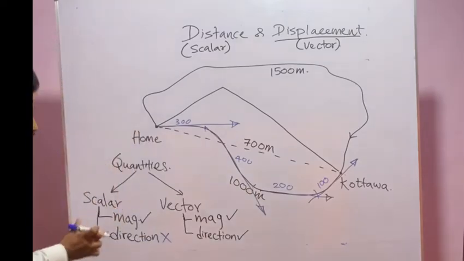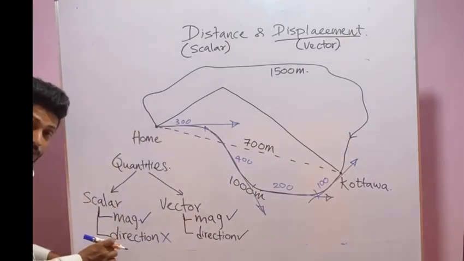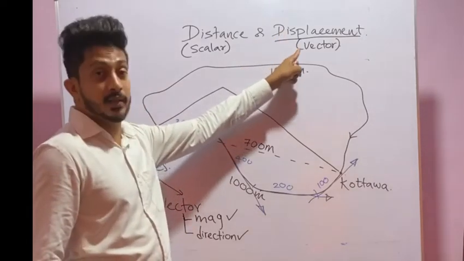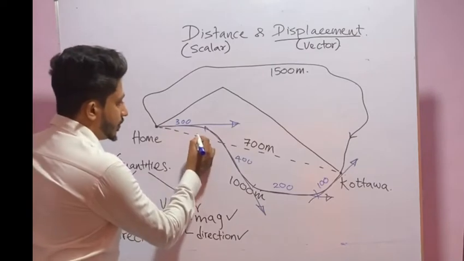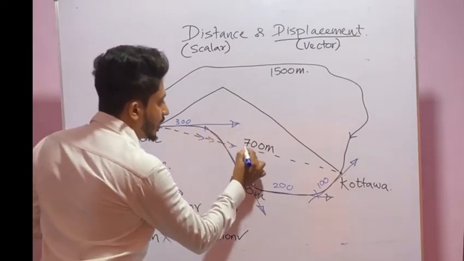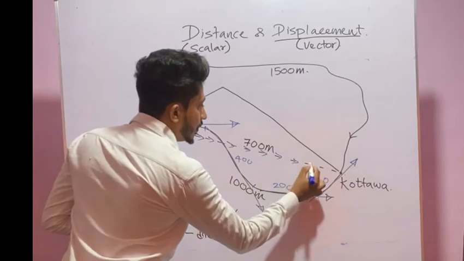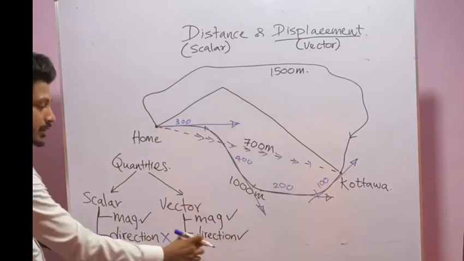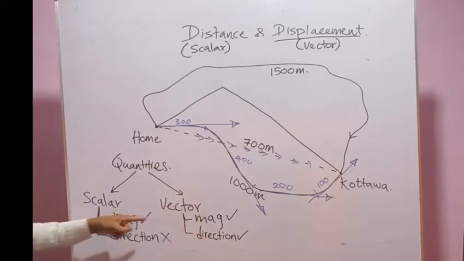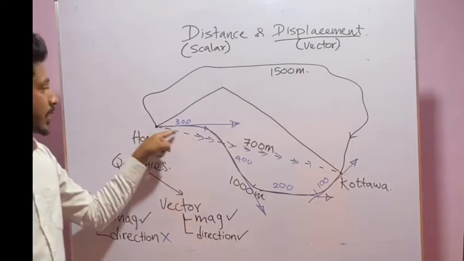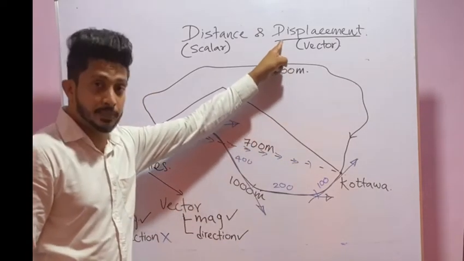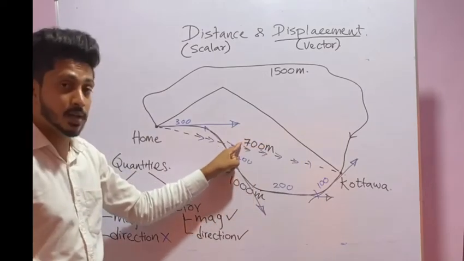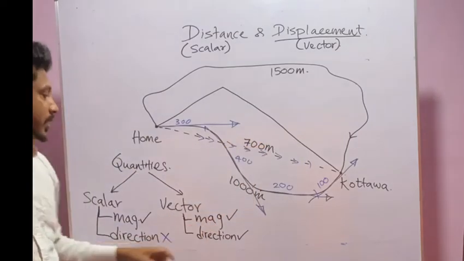That is why I told you scalar quantity does not depend on direction. What about the vector quantity? Displacement is a vector quantity. Let's see. This vector quantity has a specific direction here. It has a specific direction. What about the magnitude? Vector quantity, that is displacement, has a magnitude of 700 meters. That is the magnitude.